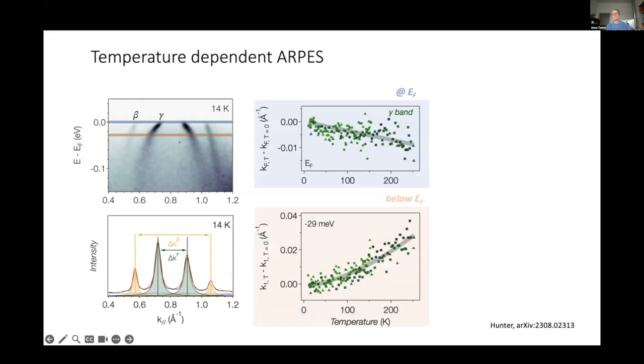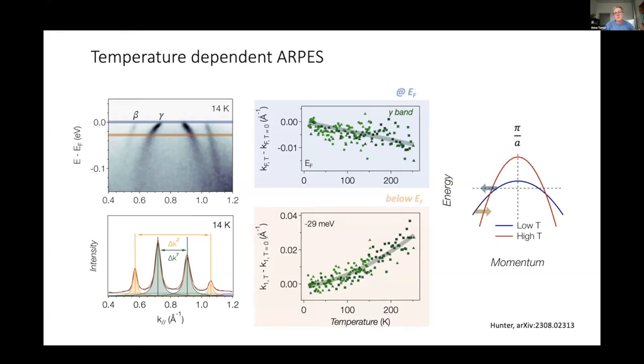And this is the result. At the Fermi level, the plot refers only to the gamma band. We see that as you increase the temperature, there is a small change in the Fermi wave vector, and this is consistent with a small deflation of the Fermi surface. If you repeat the same analysis down here, you find the opposite trend. And this trend can be described in the sketch here. It's consistent with the mass of this gamma band becoming lighter as you increase the temperature.